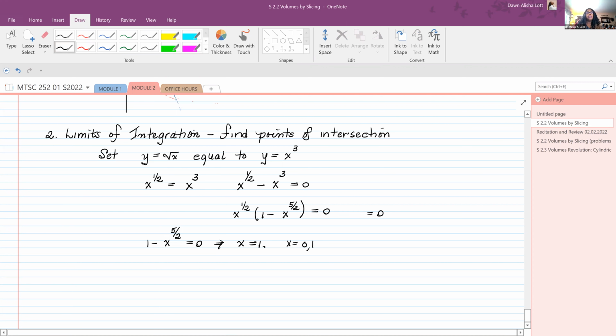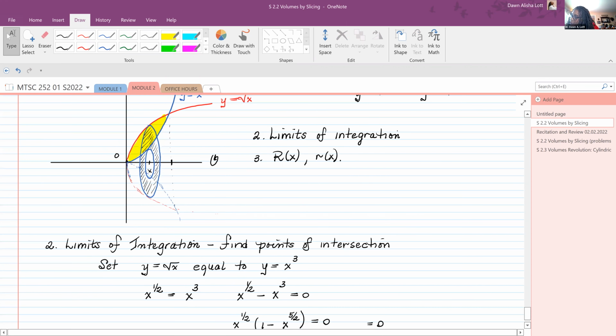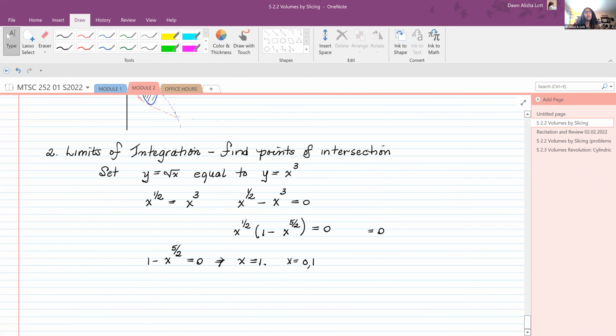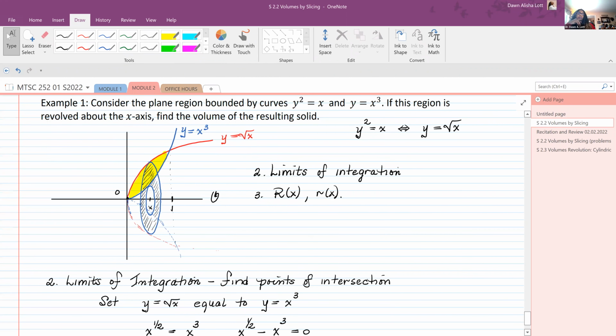Okay, so this location is 1. All righty. So here's our limits. So what's our big radius? What's big R? What is big R?